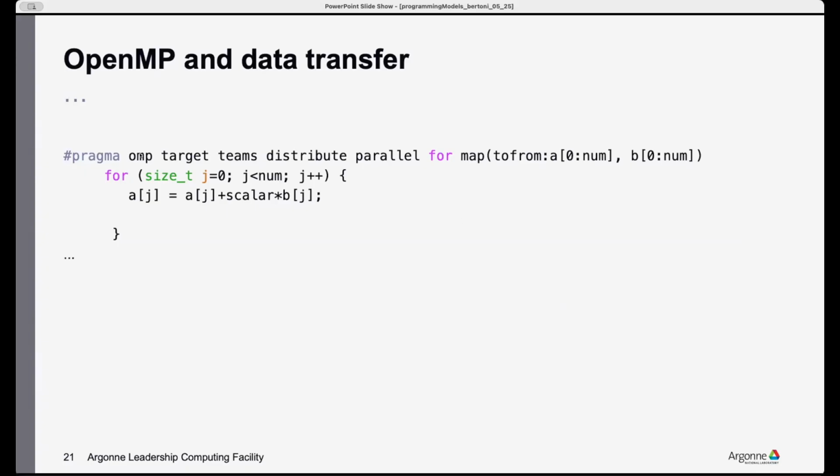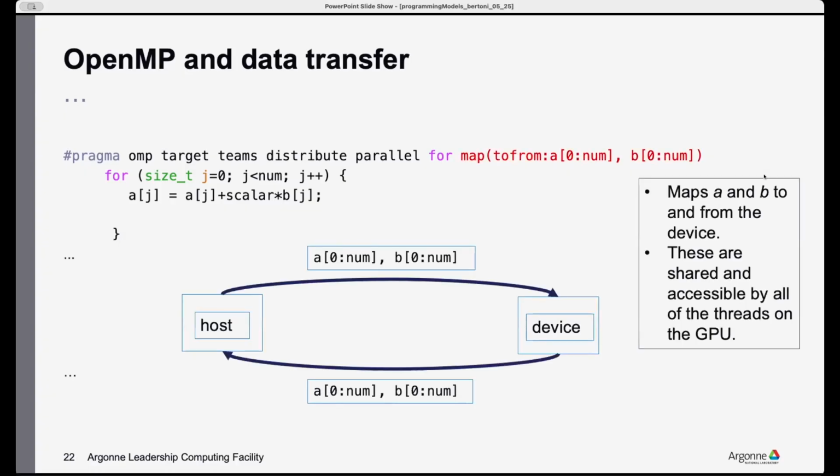So here we have pragma OMP target teams parallel for, which switches from running on a CPU, and then we do this DAXPY on a GPU, and we need to transfer arrays A and B from the CPU to the GPU, so you do that with the map clause in OpenMP. So you list just the arrays, and map to says map from the CPU to the GPU, and from says once you're done, map from the GPU back to the CPU. So tofrom says map to the GPU and then back from the GPU.